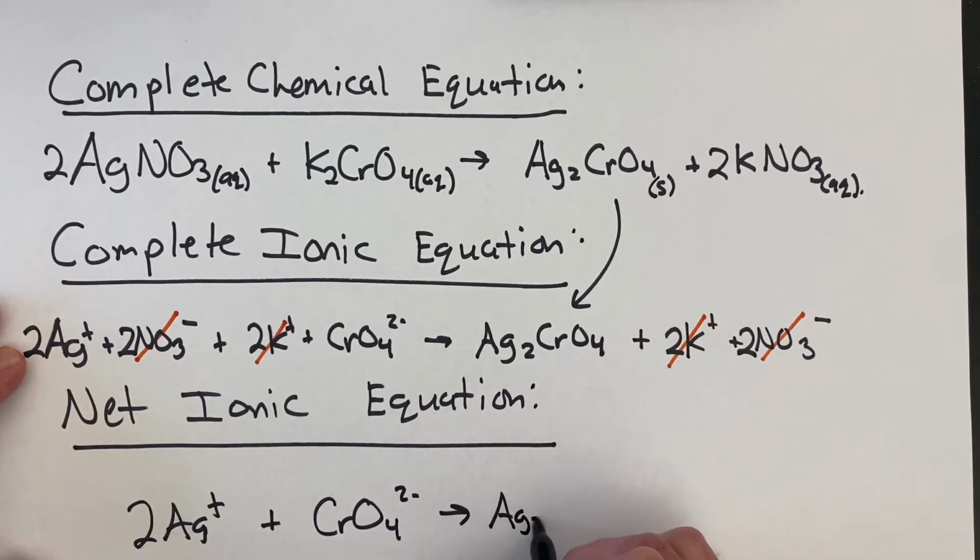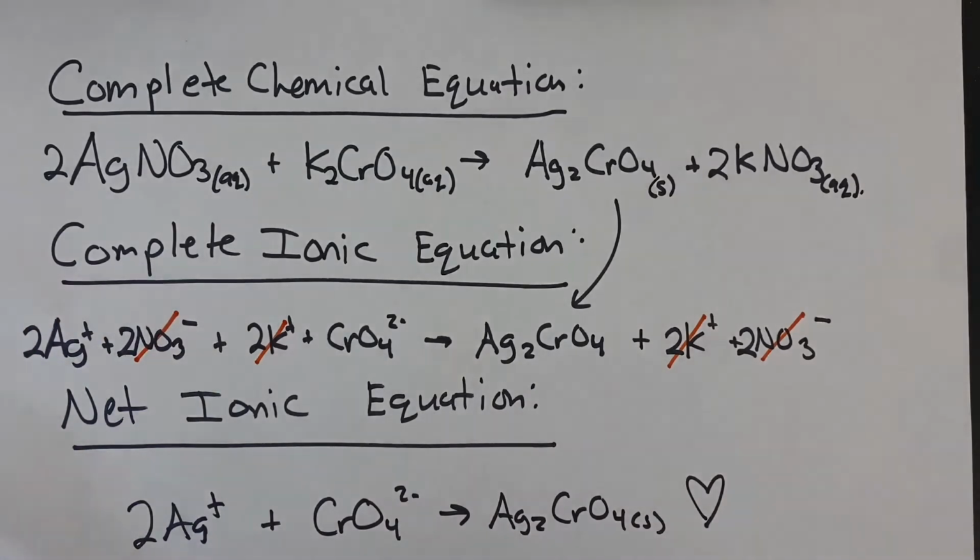makes silver chromate. And as always, put a heart next to it. Once again, a friendly reminder to put charges on ions that are soluble in aqueous solution, and also balance the charges when you create the new compound on the right-hand side. And now it's your turn to practice your predicting skills and write a net ionic equation.